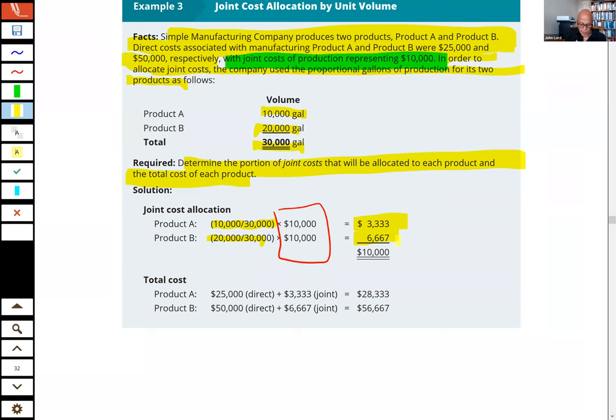And then I guess since they asked for total costs, we pick those up and then add the amount of joint costs that were allocated. But to actually allocate the cost, you didn't need to worry about those direct costs. Question?